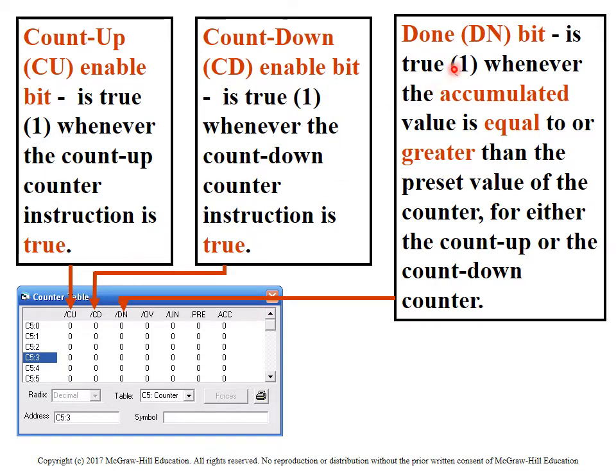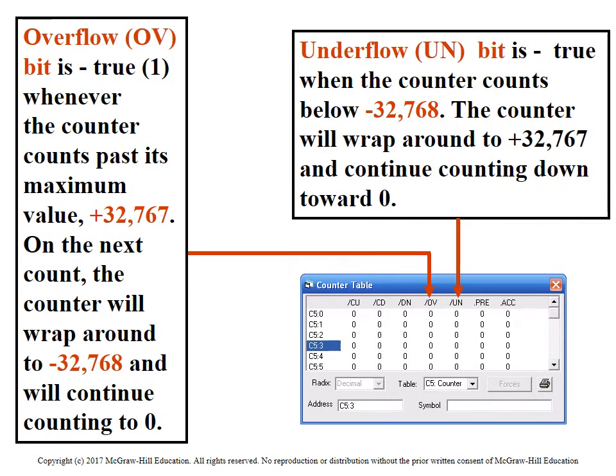The done bit is true whenever the accumulated value is equal to or greater than the preset value. So quite often what you'll see is the done bit come on: you're counting, you hit where the accumulated value reaches the equivalent of the preset value, and the done bit turns on. But if you keep triggering that input, so the counter keeps counting up, that done bit stays on. It doesn't turn off after you've passed the preset value.